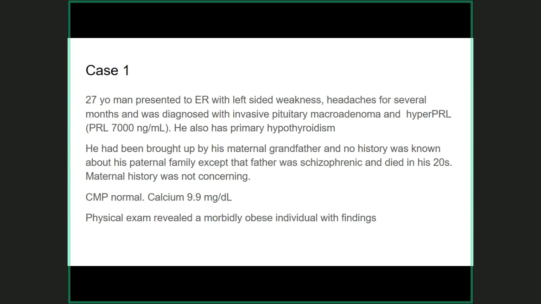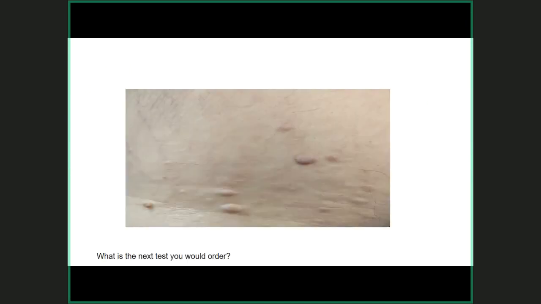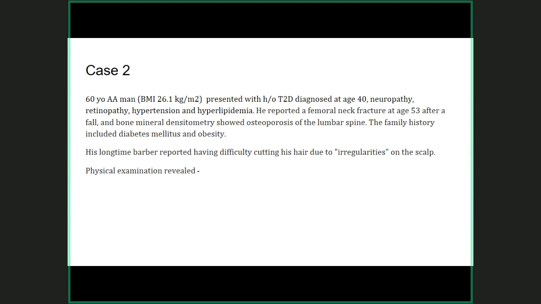A 27-year-old man presented to the ER with left-sided weakness and headaches for several months, and was diagnosed with invasive pituitary macroadenoma with prolactin levels that were really high at 7,000. He also had a prior history of primary hypothyroidism. He had been brought up by his maternal grandfather, and not much was known about his paternal history, except that his father was schizophrenic and died in his 20s. Maternal history was not concerning. His metabolic panel was normal with a calcium of 9.9, and physical examination revealed a morbidly obese individual with these findings. We're just going to go to each case, and we'll talk more later.